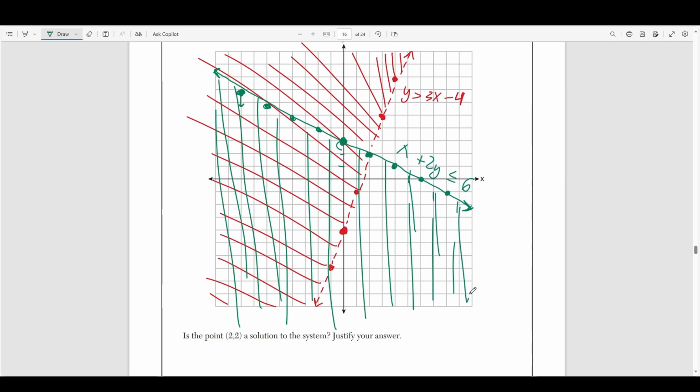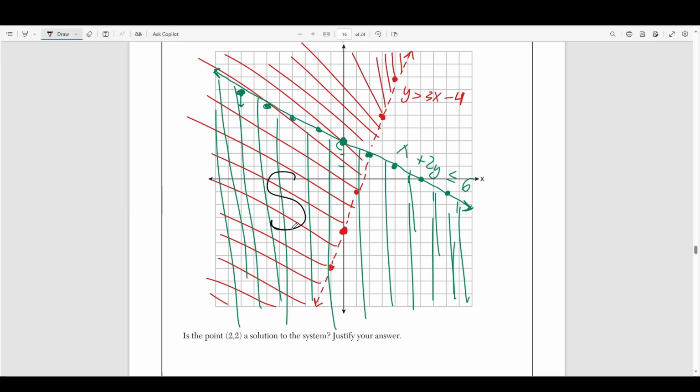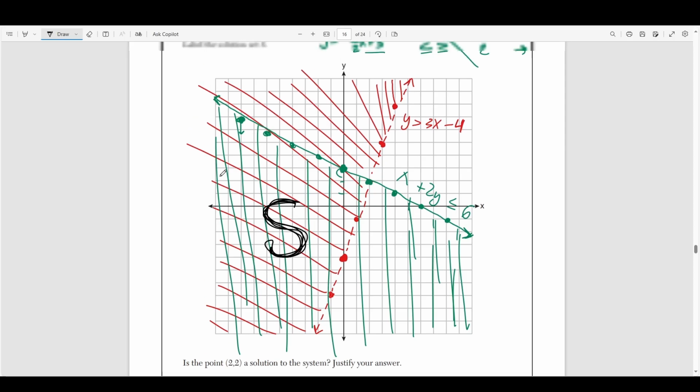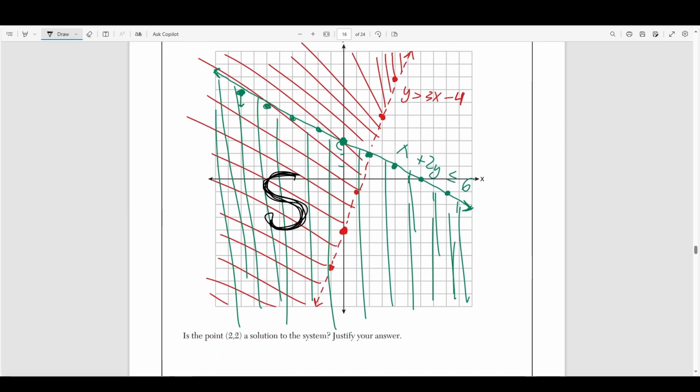Finally, the last thing you need to do is you need to see where the two lines intersect and just write S. And this represents the solution, okay? So as long as that's clear, as long as your lines have been graphed properly, are labeled properly, you have them shaded properly, and a clear solution, you will get full points on this, okay?